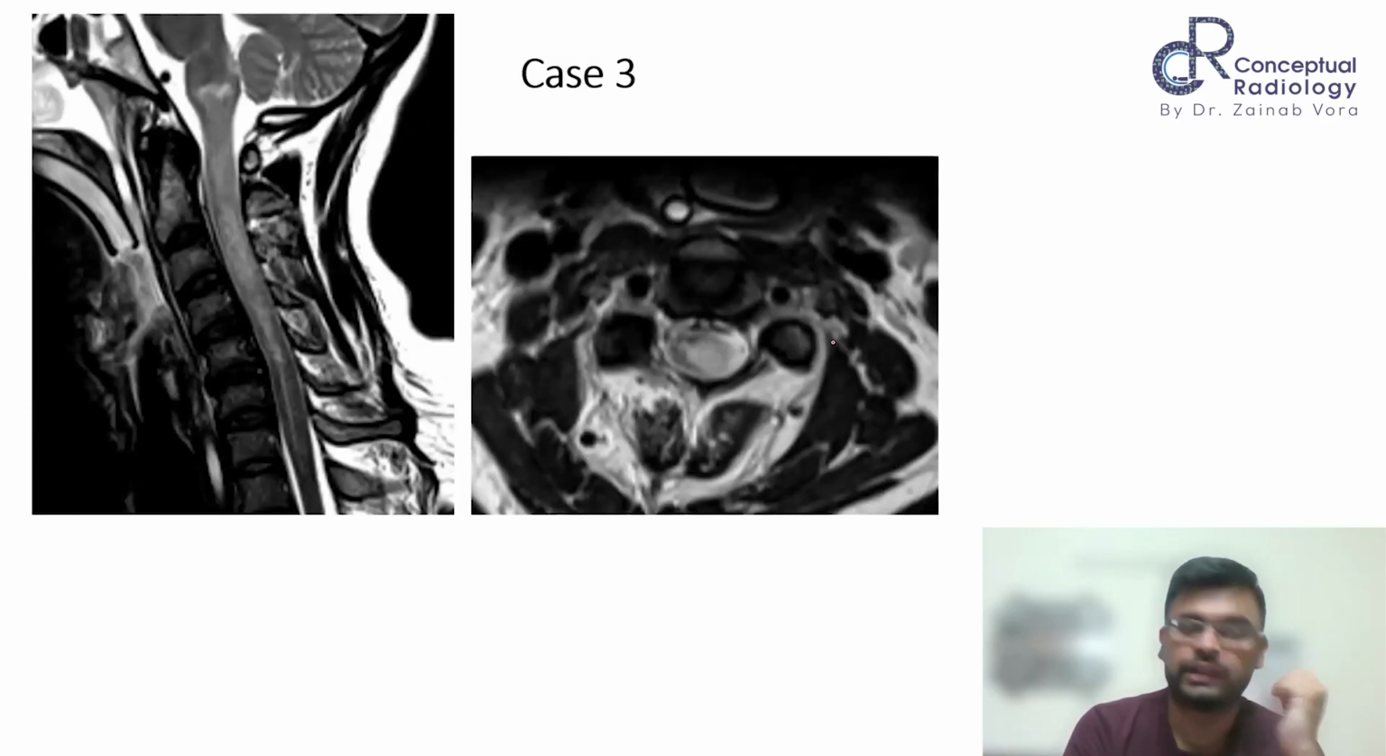Again, a lesion in the cervicomedullary junction with a certain type of enhancement, and another lesion in the lower part of the cervical cord. Okay, so this also was a case of NMO, right?